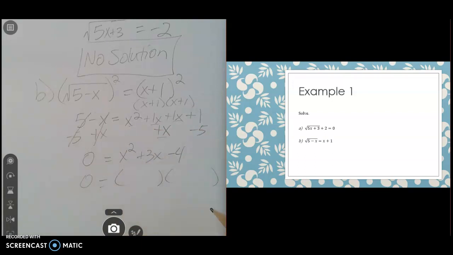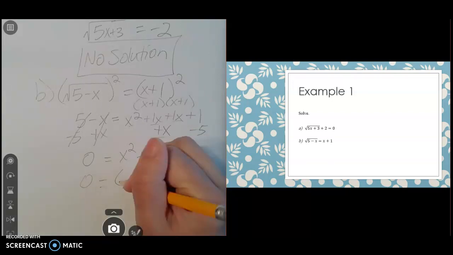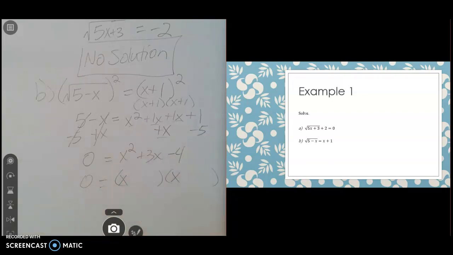So I like doing guess and check factoring for trinomials. So guess and check factoring, what it looks like is the first times the first gives you the first number. So first times first gives me x squared, and the best way to do that probably is x times x. The last times the last gives me my last number. So I know to get a negative 4, one's going to be positive and one's going to be negative.